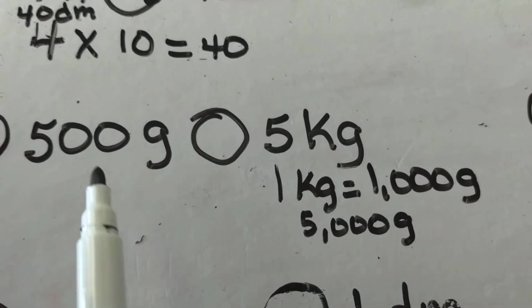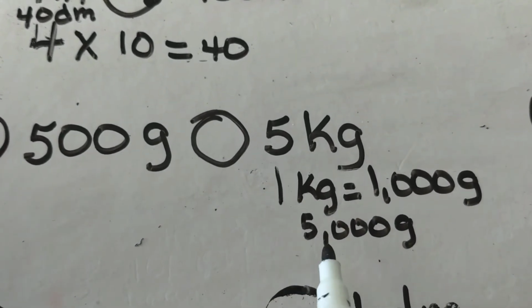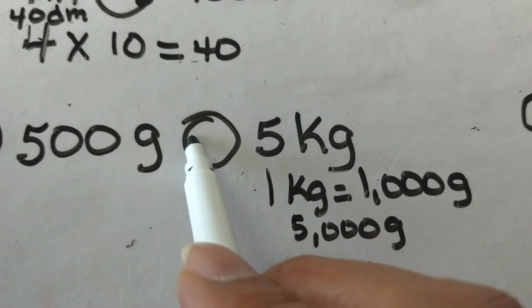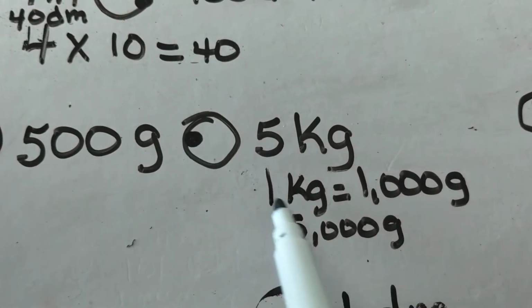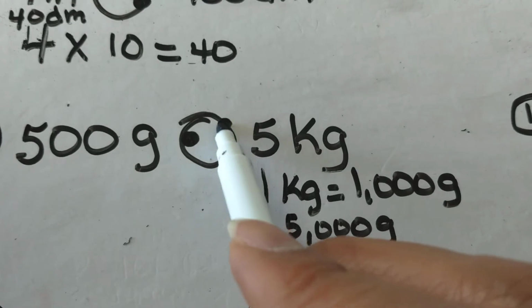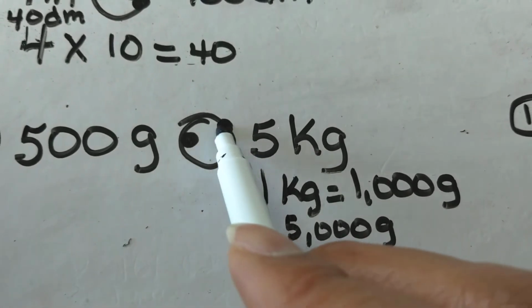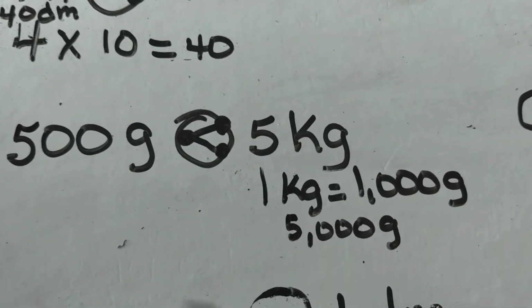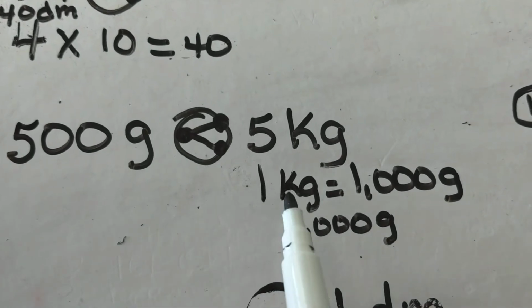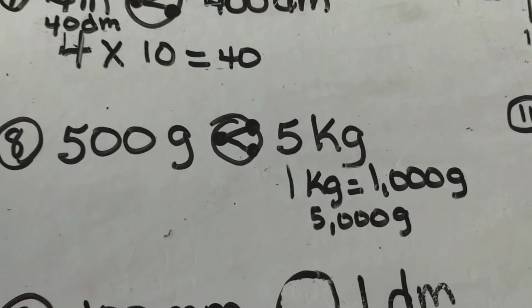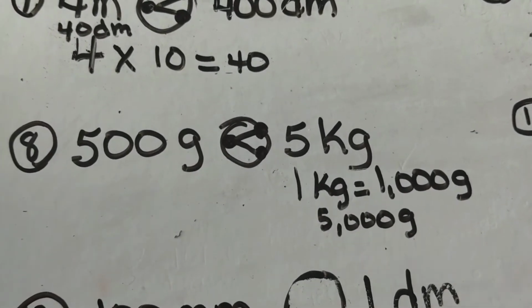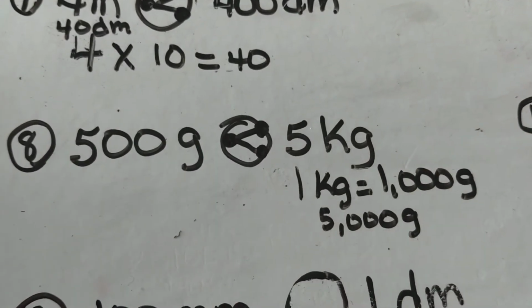So we are comparing 500 grams to 5,000 grams. 500 gets 1 dot because it's a smaller number. 5,000 gets 2 dots because it's a larger number. And we simply connect the dots. So 500 grams is less than 5 kilograms. And that's the answer to number 8, and that's going to be less than.